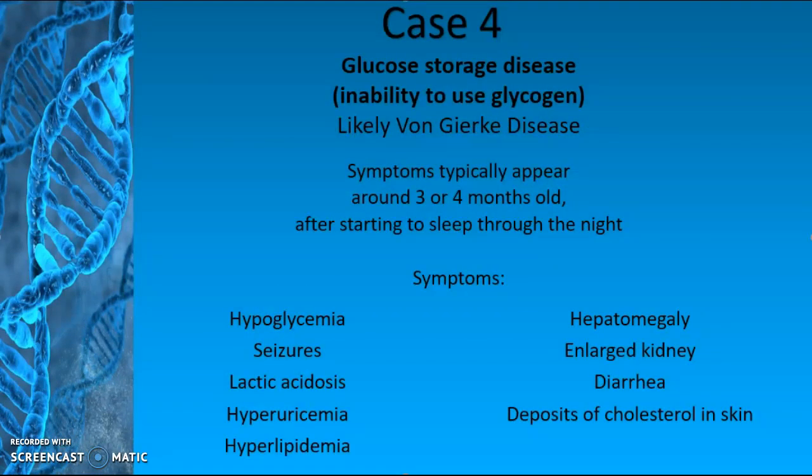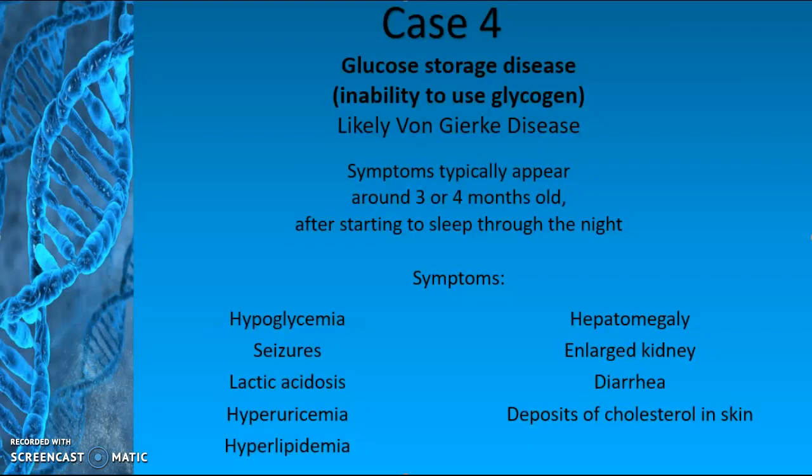Now we'll go back and look at the chosen answer, C, glycogen storage disease, the inability to use glycogen, which is likely von Gierke disease. Von Gierke disease is an inherited disorder caused by the buildup of glycogen in the body's cells. The buildup of glycogen in the liver, kidneys, and small intestines inhibits the organ's ability to function normally. Symptoms typically appear around 3 or 4 months old.